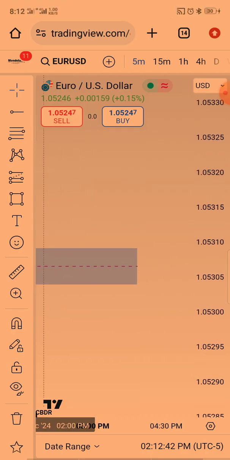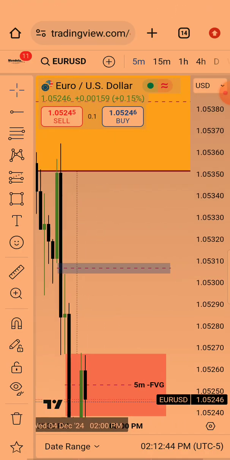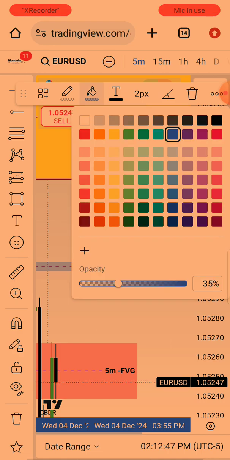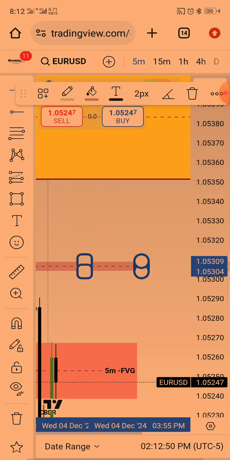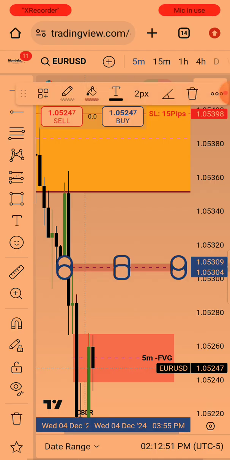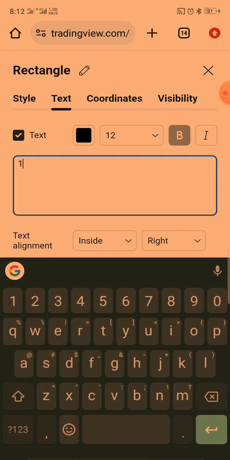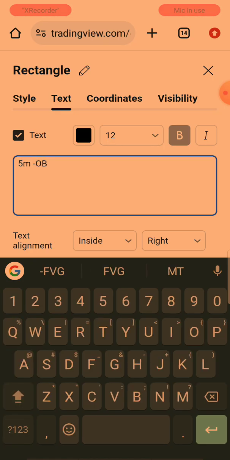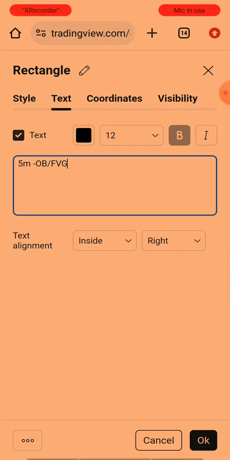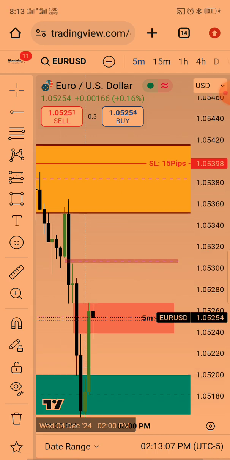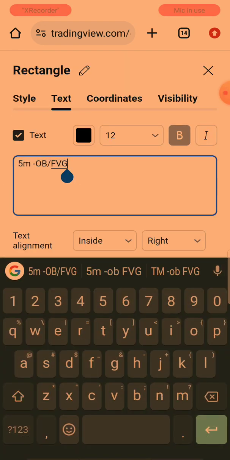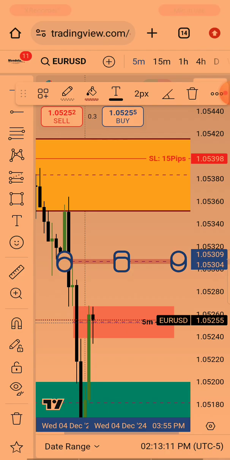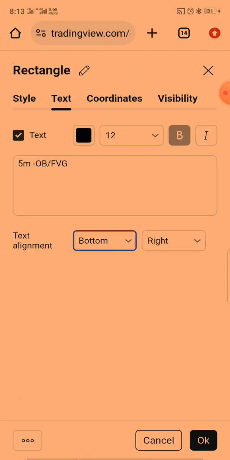Let me put a different color there. Okay, let me make it a darker color. Yeah, like this. So this is a 5 minute order block plus fair value gap. That is unicorn. Don't worry, later in the mentorship, some days you will understand what unicorn is. I'll tell you people. Let me put it like this.